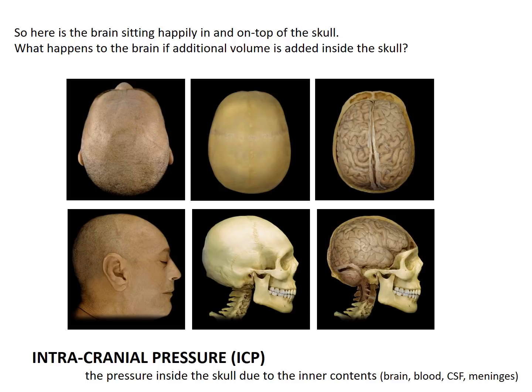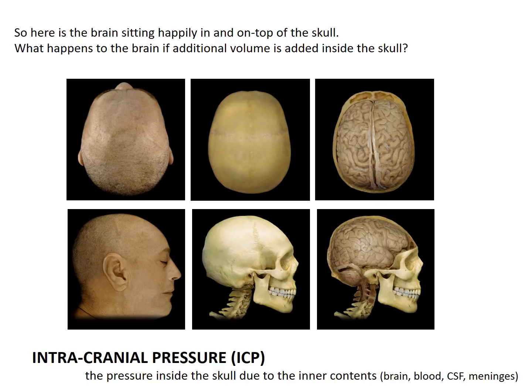All right, so the brain sits in the skull, and it's all happy and well until something happens inside the skull that increases the amount of volume or pressure in the skull. So the brain's in a closed space, right? And there's a lot of volume in there: you've got brain tissue, arterial blood, venous blood, cerebral spinal fluid, and the meninges. All that volume causes pressure inside the skull, and we refer to that as intracranial pressure.